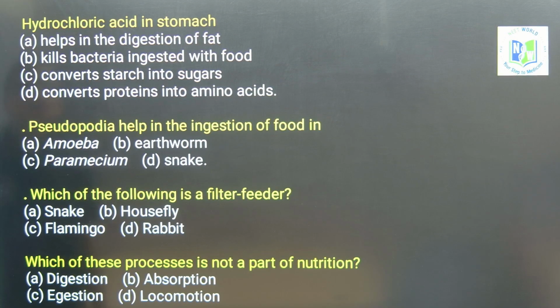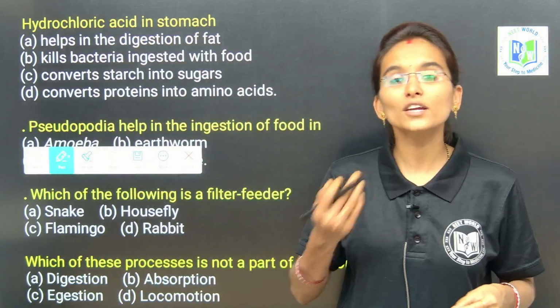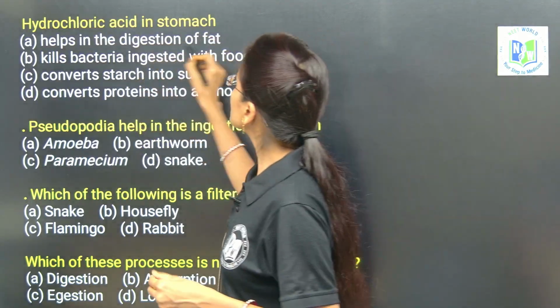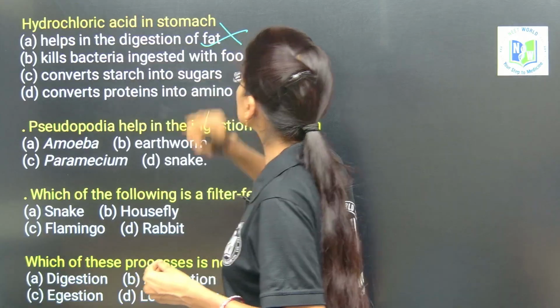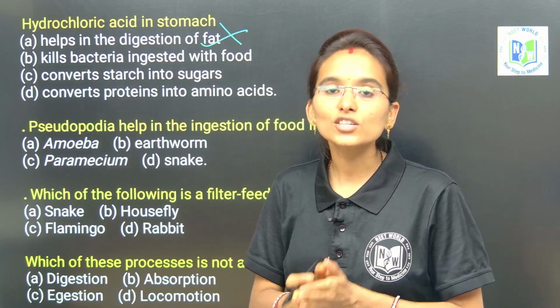Yes. So hydrochloric acid in stomach. Okay. So what is the main role of hydrochloric acid? What is the main role of HCl in stomach? Okay. So it helps in digestion of the fats. Isn't it, my dear students? No, this is absolutely wrong. Okay. So the HCl is not involved in digestion of the fats.